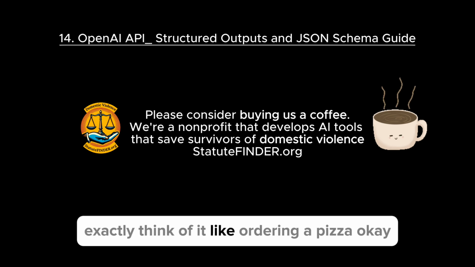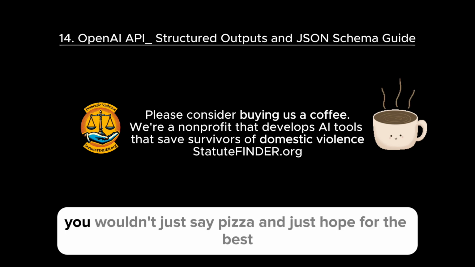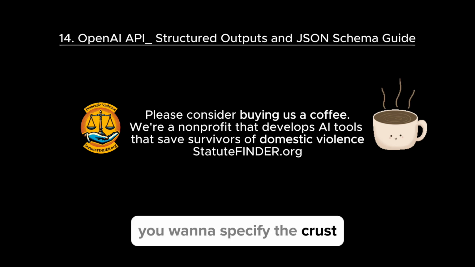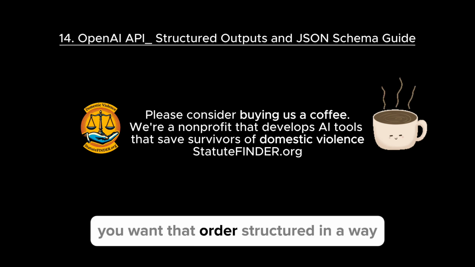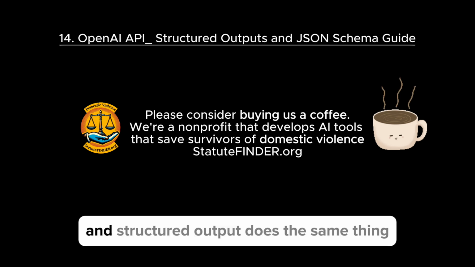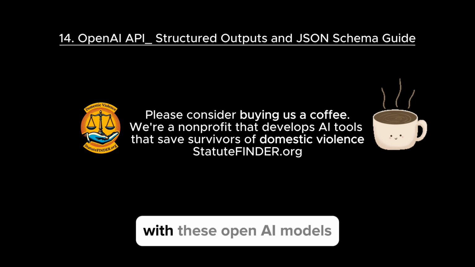Exactly. Think of it like ordering a pizza. You wouldn't just say pizza and hope for the best. You want to specify the crust, the size, the toppings. You want that order structured in a way that guarantees you get what you expect. And structured outputs does the same thing with these OpenAI models.